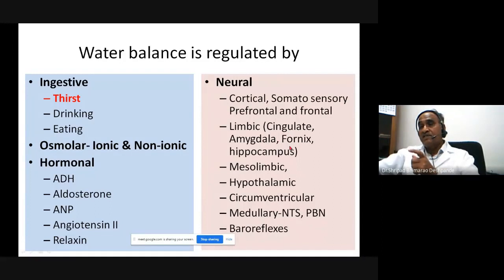The fornix, an area in the limbic system, would also increase the water intake. The hippocampus is associated with memory. Then the mesolimbic system. The mesolimbic system is a reward and punishment center. These reward and punishment centers are associated with psychological components, so that they influence the water intake. So psychologically you may be drinking water.